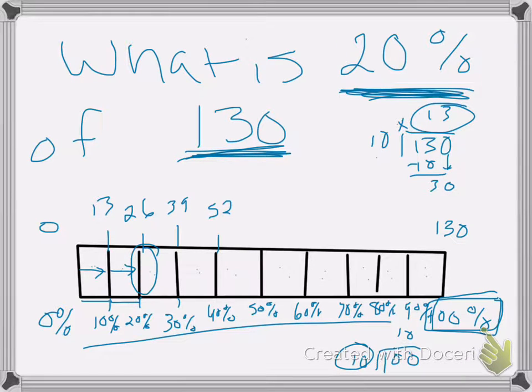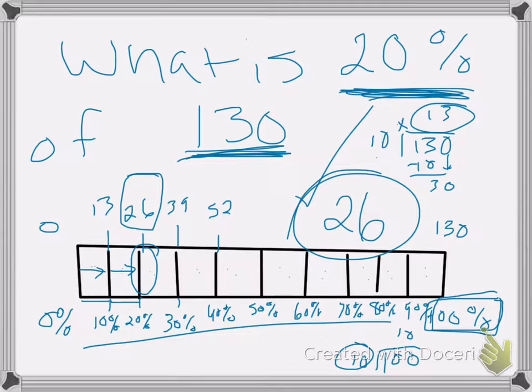Well, at 20%, what was it? If you said 26, you are correct. 26 is 20% of 130. Okay, so say that there were 130 kids in the lunchroom, and 20% of the kids in the lunchroom bought lunch. Well, out of that 130 kids, that would be 26 students bought lunch.